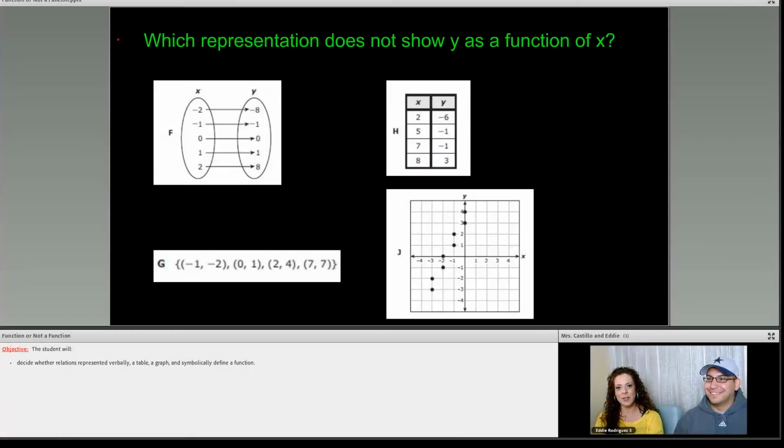Hi, I'm Denise Castillo, and this is my student, Eddie Rodriguez. Today, we're going to look at different types of data, and we're going to determine, is it a function or not? Okay, that sounds interesting.